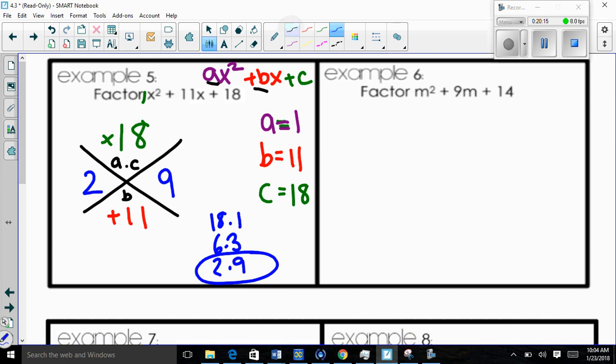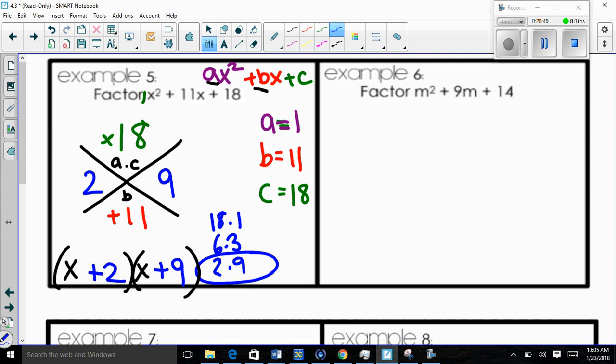Last step, all you do is fill in the factors. So today you're only dealing with an A of 1, so you're just going to be having x's, or whatever the letter is. And so if these are positive, I would do a plus or a minus, and it doesn't matter what order. Plus 2, plus 9. That's my answer. That makes sense? Okay, let's do another one.